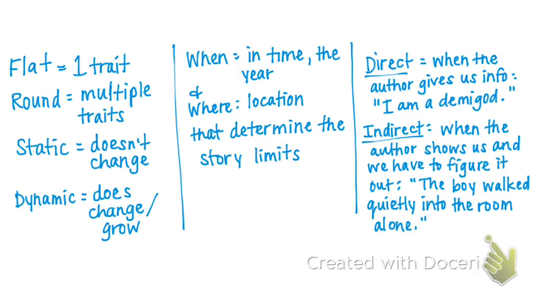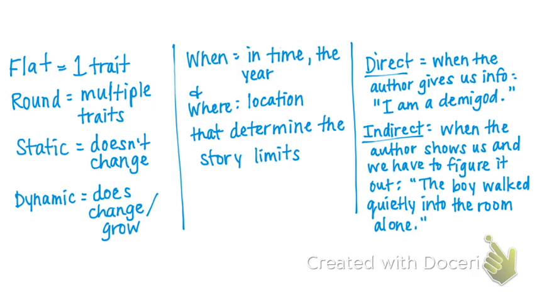A static character doesn't change. This is somebody who, beginning to end, exactly the same. So typically, flat characters are static, like Cruella de Vil. She's evil in the beginning, she's evil at the end. But we can also have round characters who are static, who are the same at the beginning as they are at the end. Maybe we have like the grumpy old man who lives on the corner, who's really kind of nice if you got to know him. He's still the grumpy old man who lives on the corner and is nice when you get to know him at the end of the book too.